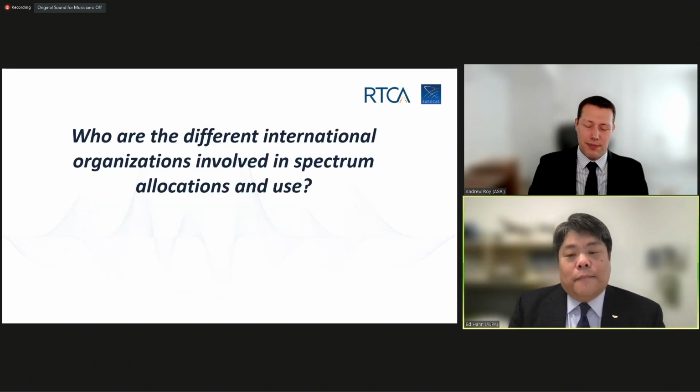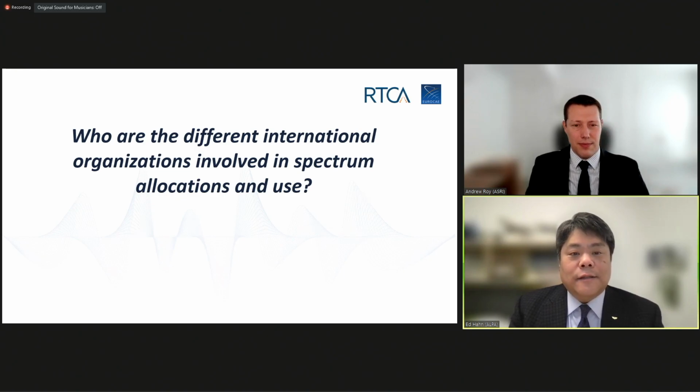Okay, obviously that was a pretty complex chart, and if these things need to work internationally, can you describe who is involved with the allocation of spectrum internationally?